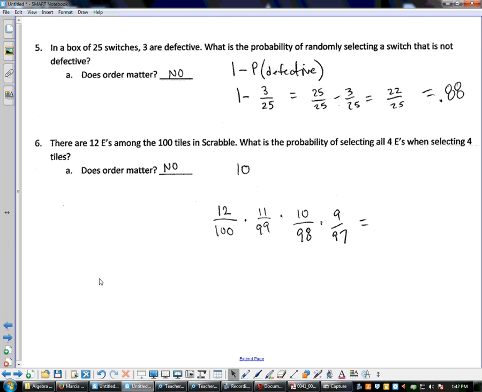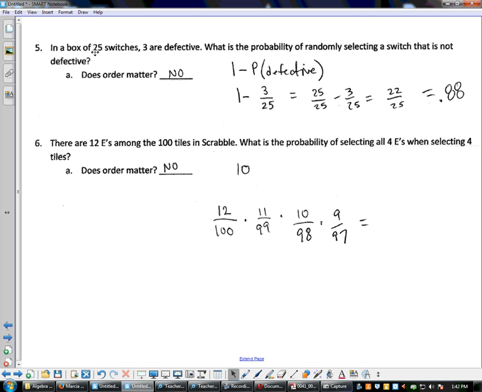For number 5, in a box of 25 switches, 3 are defective. What is the probability of randomly selecting a switch that is not defective? Does order matter? No, you're just grabbing a switch out of the box. But to figure this out, you're going to find the probability of randomly selecting a switch that is not defective. We're going to use the complement. So that's going to be equal to 1 minus the probability that the switch is defective.